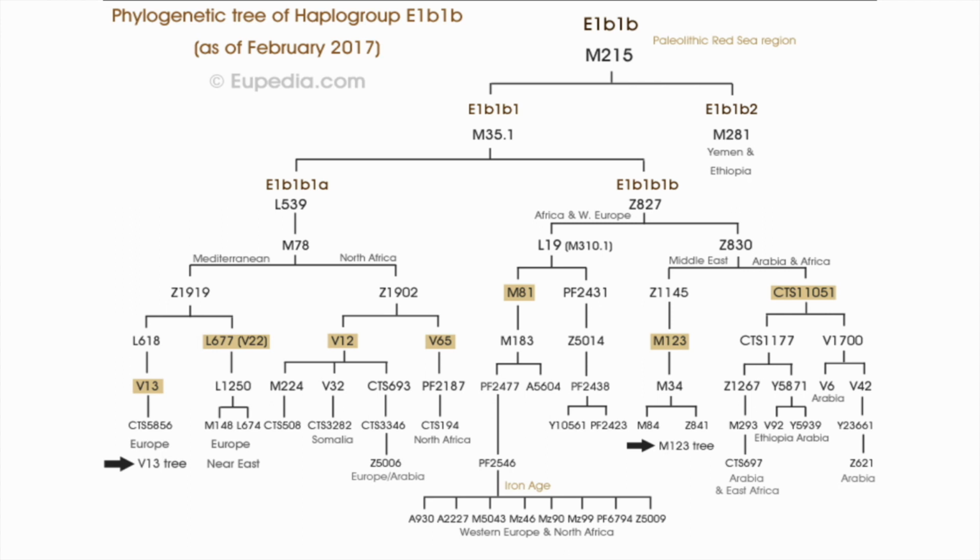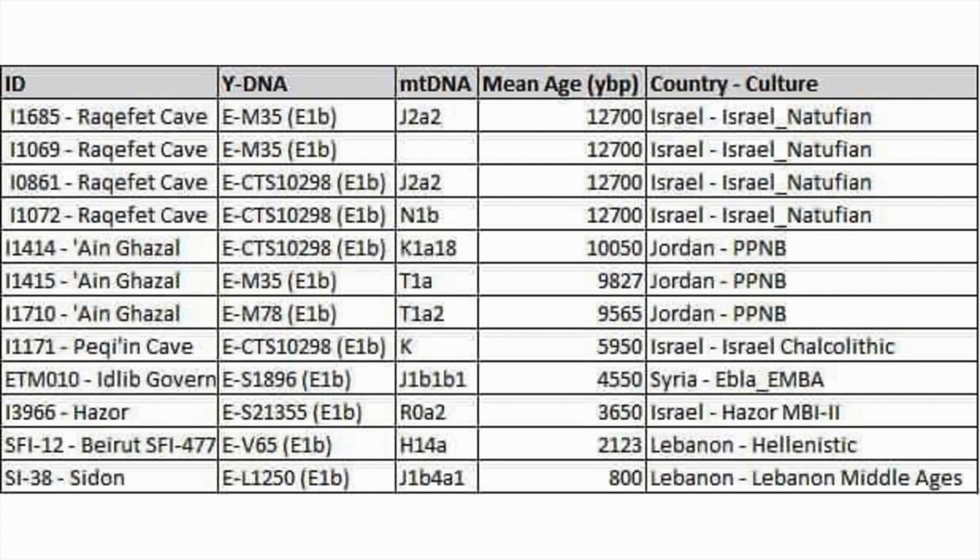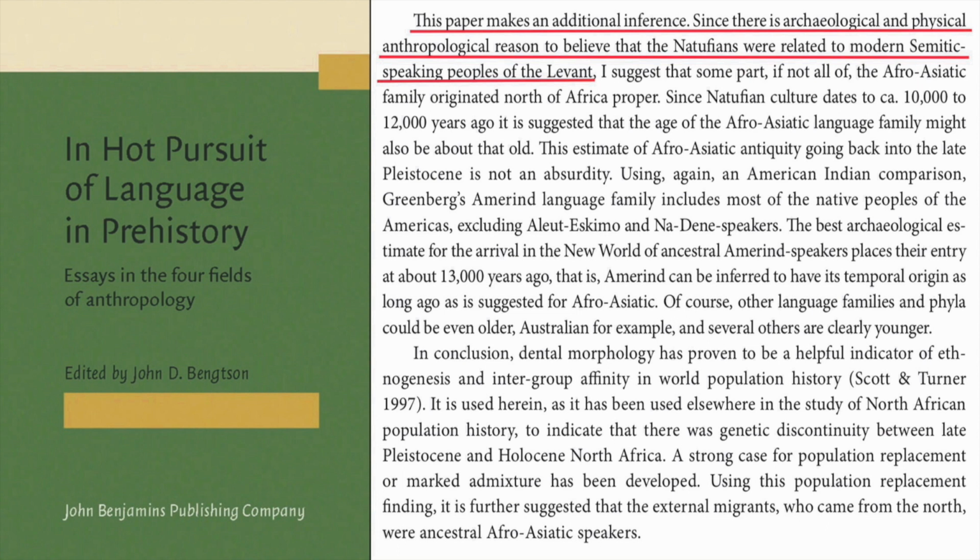E-M35 was found among the Natufian remains. The reason why finding E-M35 among the Natufian remains is important is because the Natufians are the ancestors of Semites. According to In Hot Pursuit of Language in Prehistory, it reads, "This paper makes an additional inference since there is archaeological and physical anthropological reason to believe that the Natufians were related to modern Semitic-speaking peoples of the Levant."